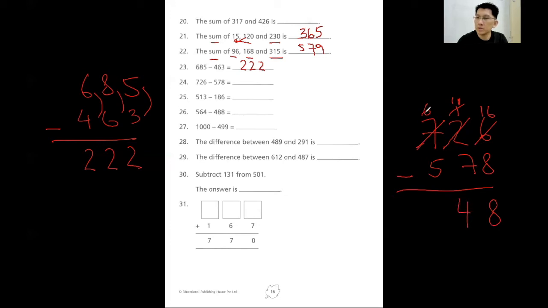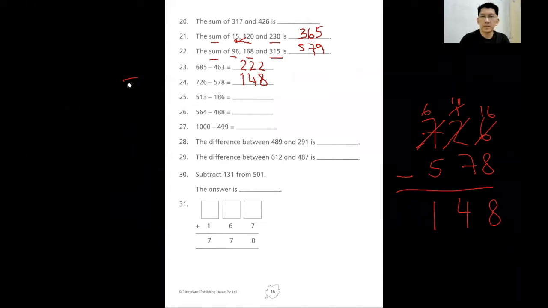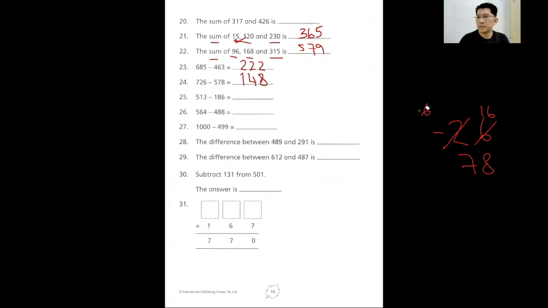Now moving on to the last group, which is 6 minus 5. 6 minus 5 is 1. So the answer to number 24 is 148. All right. Okay. Now, let's move on to number 25.